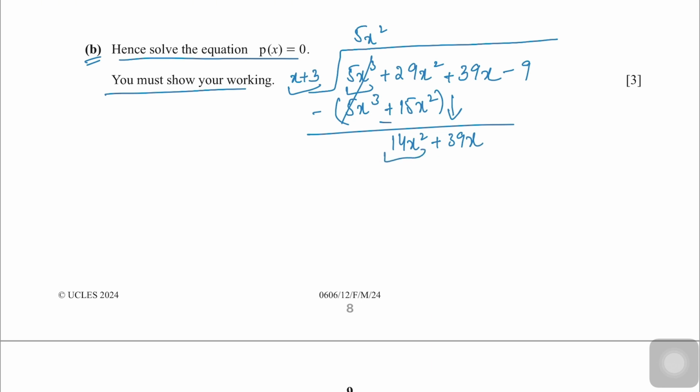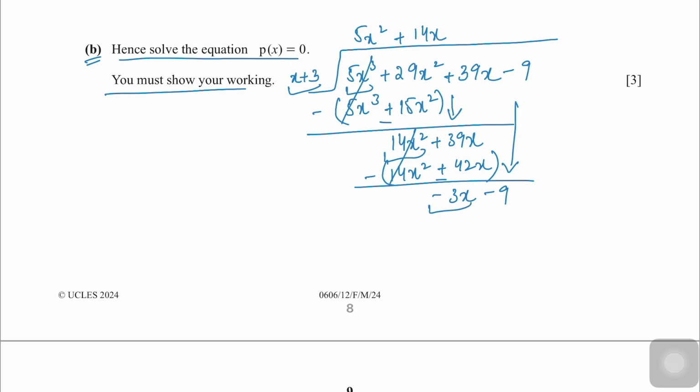So for 14x squared, we'll be multiplying this by 14x. So this would be 14x squared plus 42x. This would be negative. This would be cancelled out. So we'll get our answer as negative 3x. This would come down. This would be negative 9.